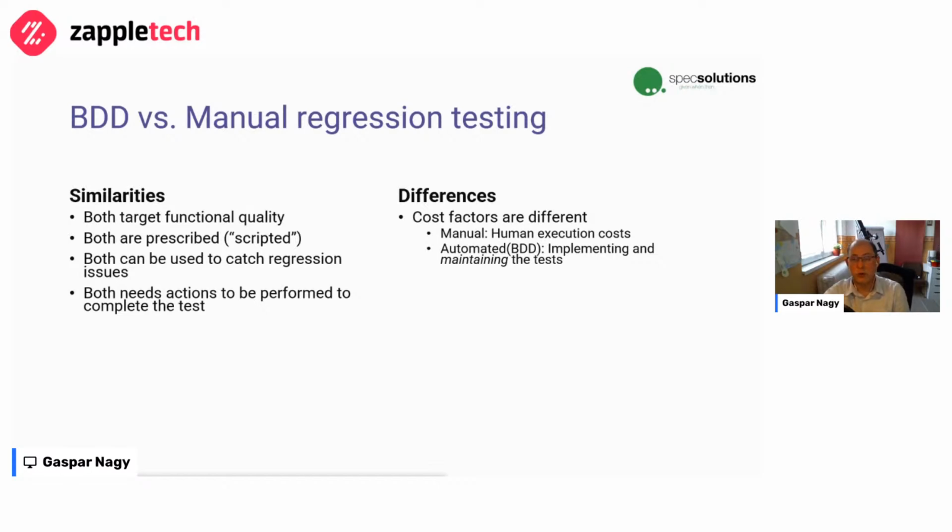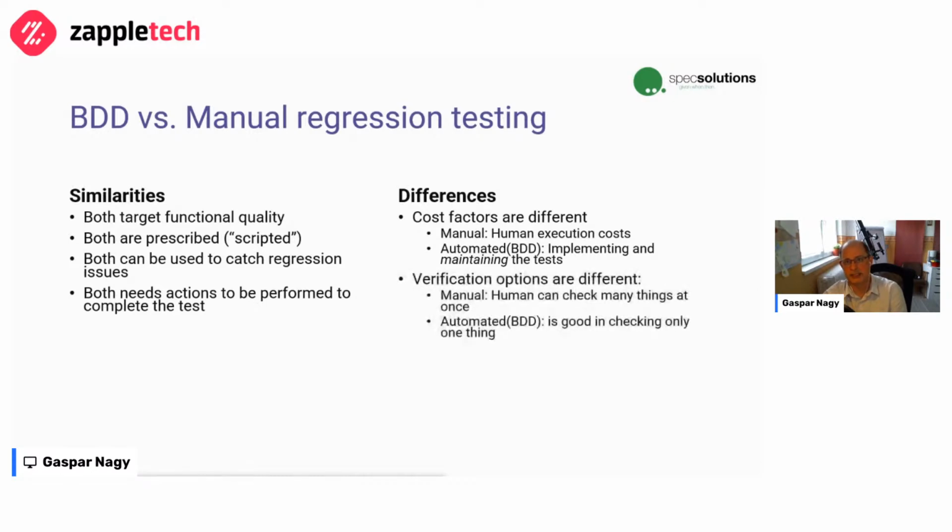On the other hand, for automated tests, the execution time is not free, because of course you have to reserve a server and whatever, but definitely this is not the highest cost factor. The highest cost factor is to implement that kind of automated test and maintain those tests. Probably the maintenance is even more important than the implementation itself.